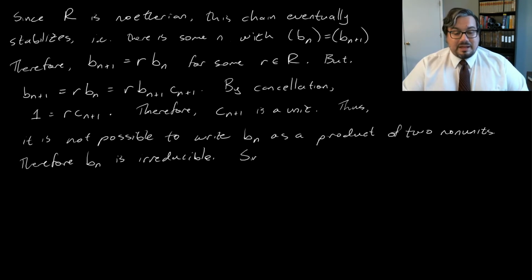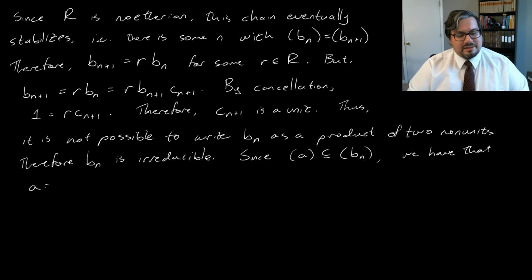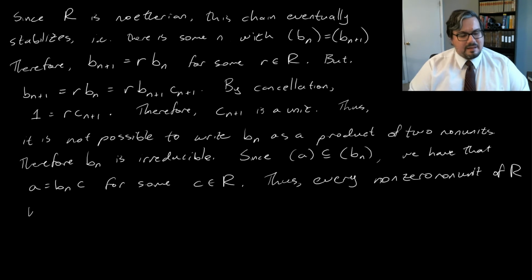Then finally, we have that since the ideal generated by A is a subset of the ideal generated by Bn, A is equal to Bn times C for some C in the ring R. So thus, every non-zero non-unit of R has an irreducible element as a factor.